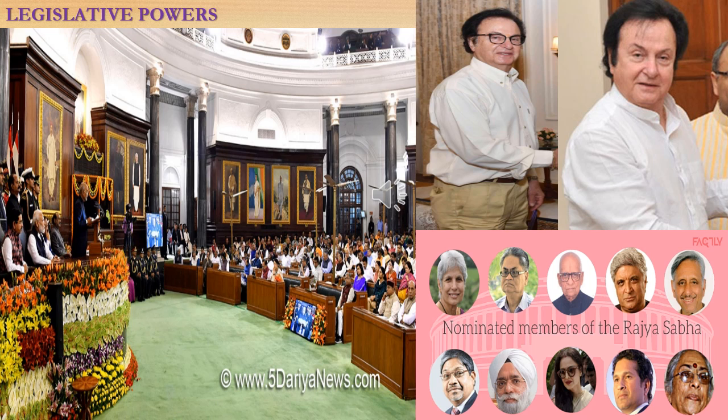He can even dissolve the Lok Sabha before the expiry of the term of the house. The term of office of the Lok Sabha is 5 years, but the president can dissolve the Lok Sabha even before that.